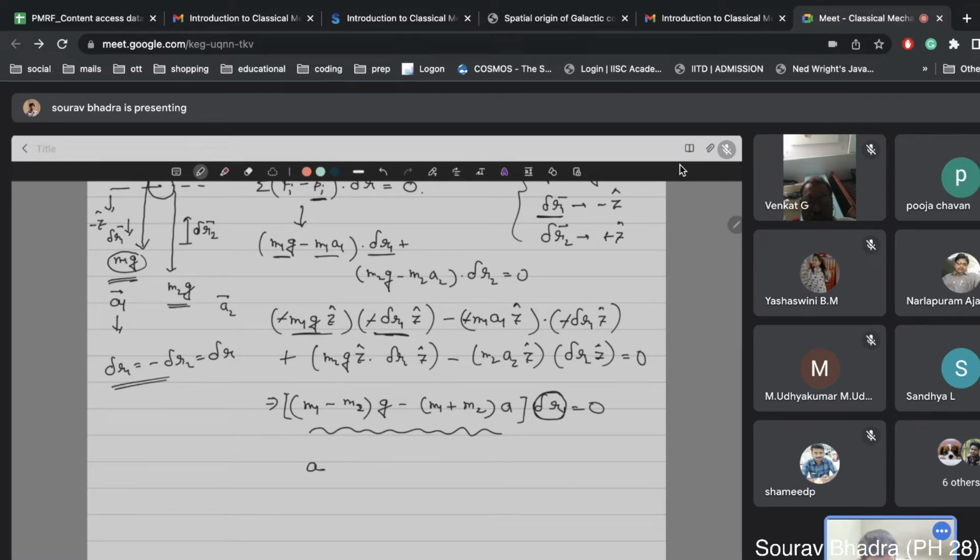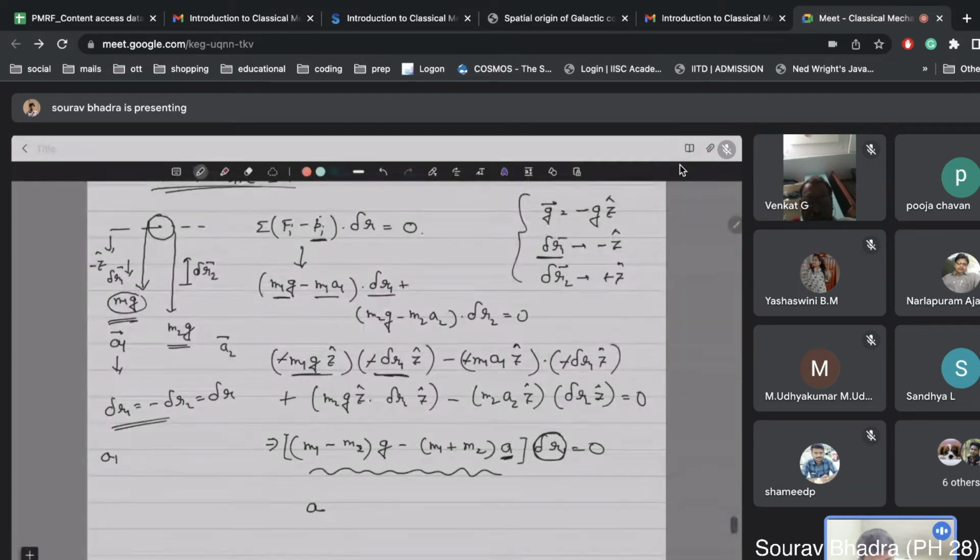Another thing, here I have written only a. So your question is what is a. So a is actually a1, which is this acceleration acting on the mass 1 along the minus z direction. So in value this will be equal to a2, as the string is incompressible.